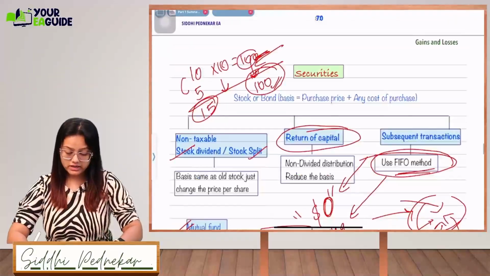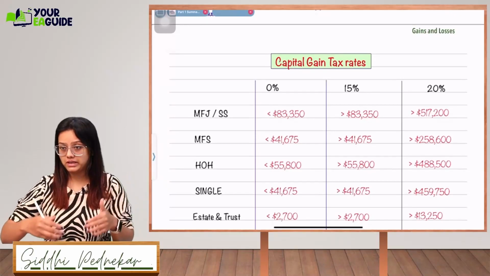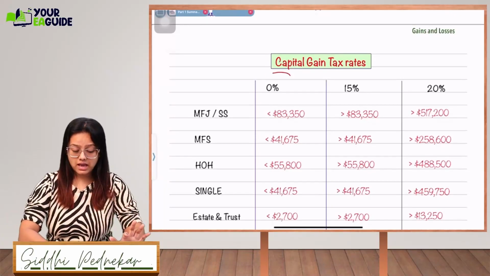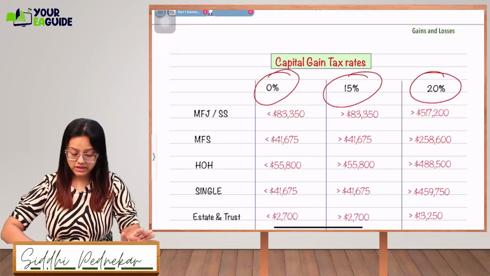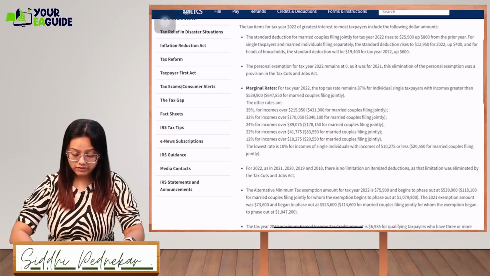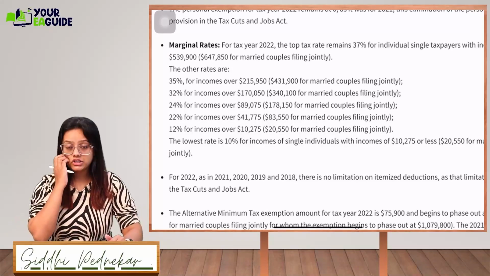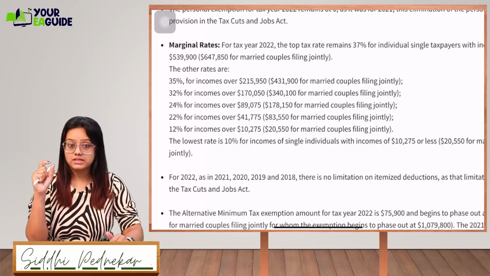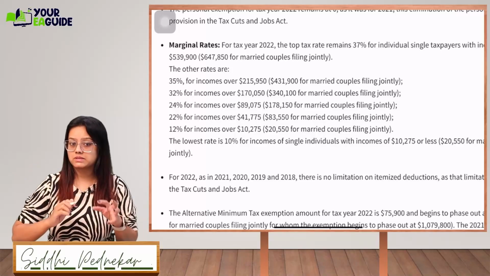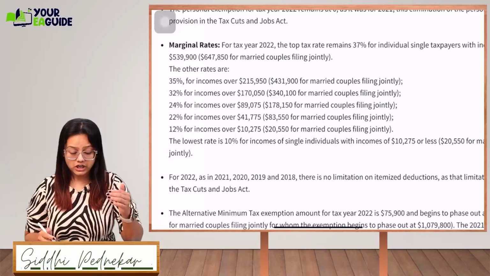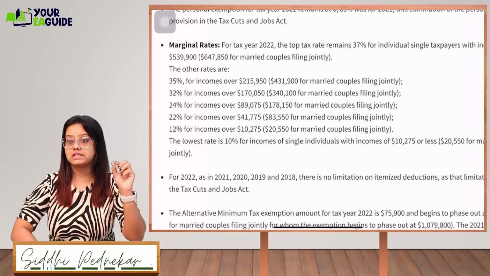All right, now the next important thing is capital gain tax rate. Many of you who have not attended the regular lectures from me, for you guys, this capital gain tax rate is a kind of slab rates. So for you, I'll just explain it in a very short manner. See, these are our marginal rates. Okay, I think it is visible. So these are our marginal rates, meaning if your taxable income is up to 10,275 or 41,775, you don't have to remember this, but I'm just explaining this for the purpose of capital gain tax rate. 12%, 22%, 24%, 32%, 35%, maximum it will go to 37%.